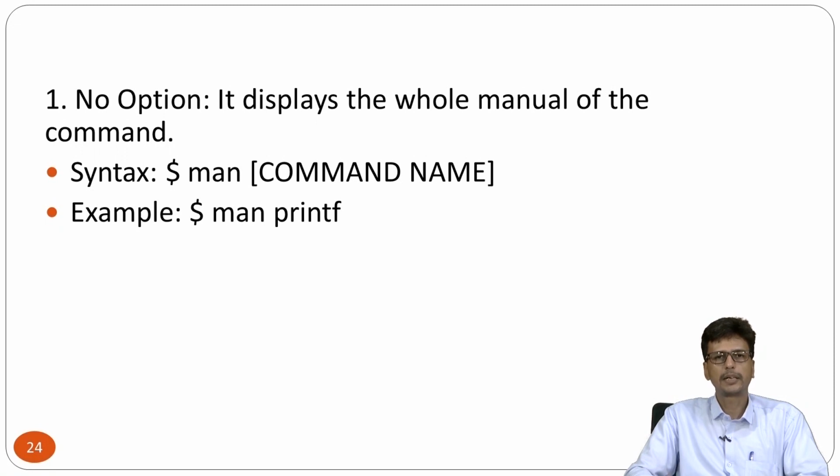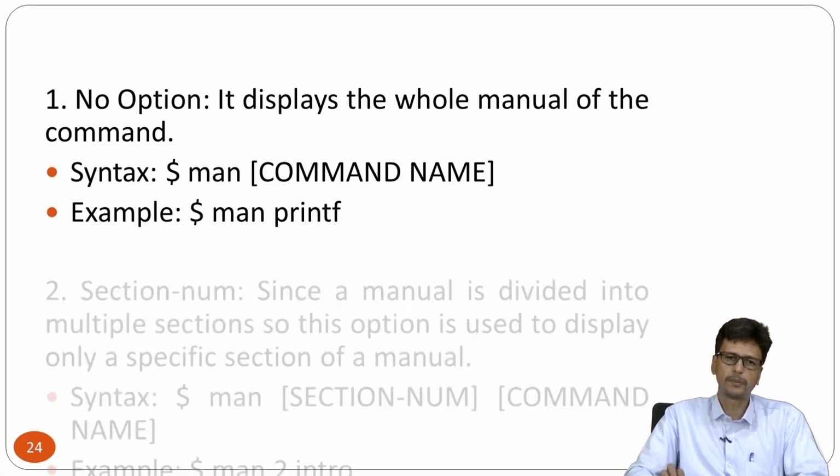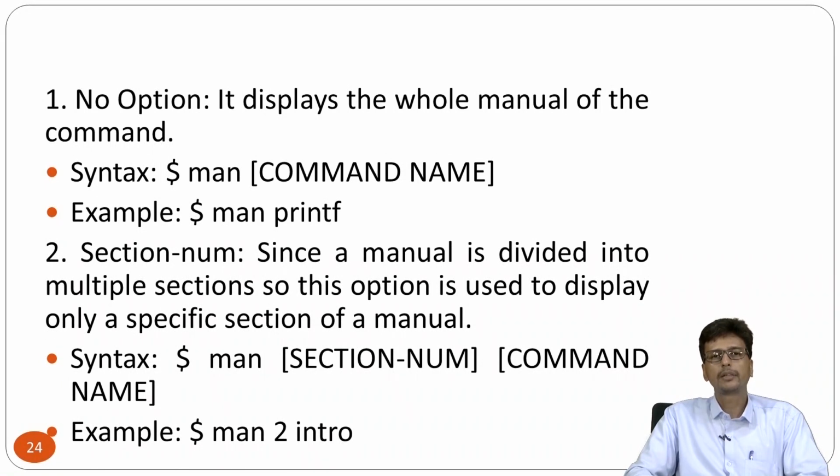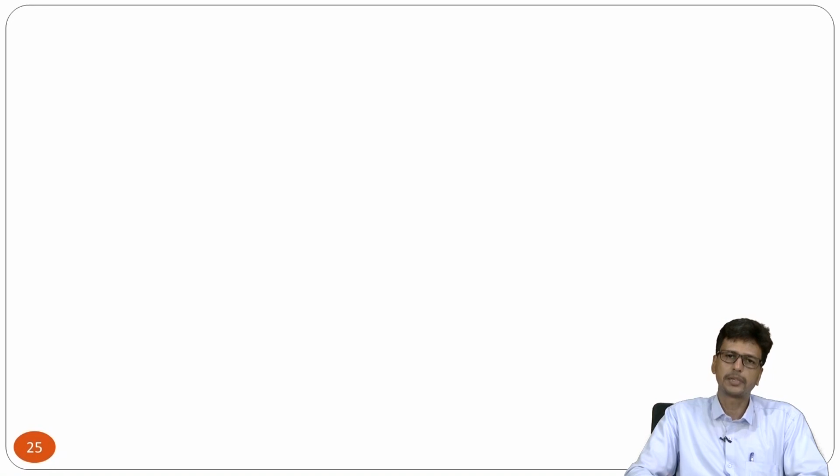The example is given: man printf. Suppose you want to find the help for the printf command, how it can be used and which are the options of the printf command, then simply write man printf. It will display the documentation of the printf command. Now suppose you don't require the whole documentation, because the documentation can be divided into multiple sections. So if you want to display only a specific section, you have to write the section number here, like man 2 intro. So this 2 is the section number, and only that section will be displayed, not the whole documentation.